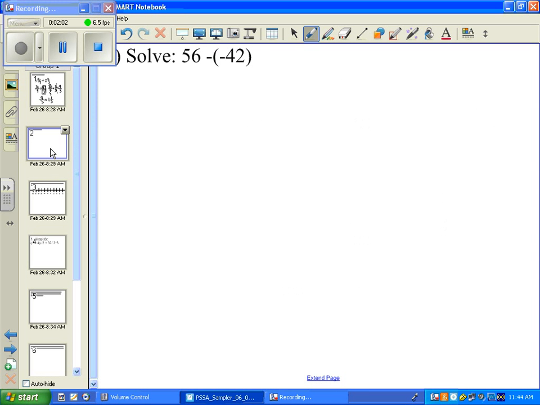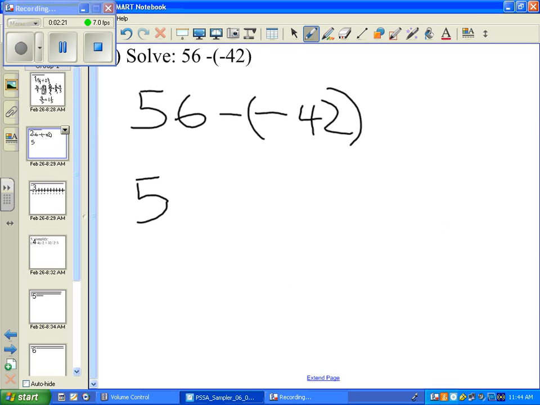The next one we have here is solve 56 minus a minus 42. 56 minus a minus 42. This is just 56 minus a minus is plus 42. And 56 plus 42 is 98.